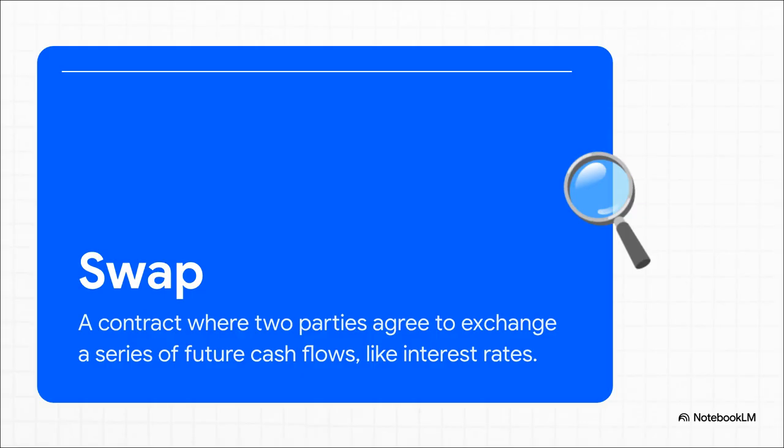And finally, we have swaps. Just like the name says, this is a contract where two parties agree to swap cash flows. The most common kind is an interest rate swap. Imagine a company has a loan with a floating interest rate, which is risky. They can enter into a swap with the bank to swap that risky floating payment for a predictable fixed payment. They've effectively traded away their uncertainty.